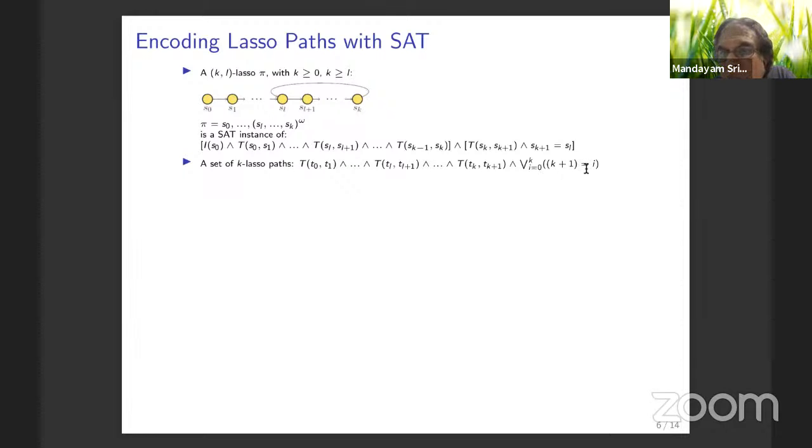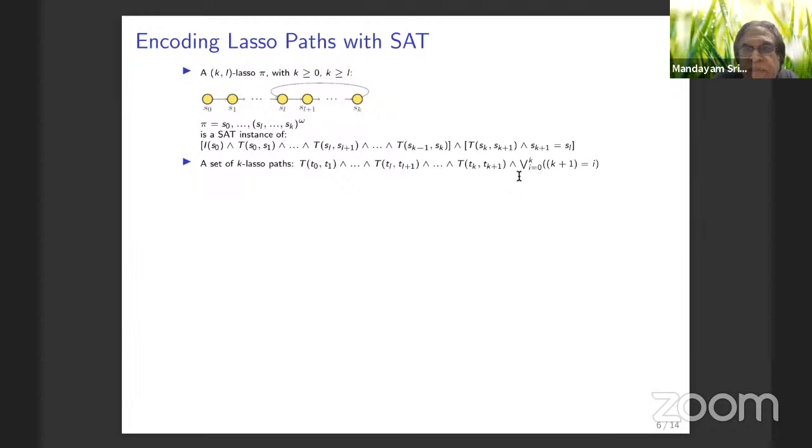It can be any one of the states from 0 to K. So it can lasso all the way to S0 or S1, S2, or even back to SK. So these are the set of all lassoing paths, if any. So they are all satisfying instances of this formula. Is this clear? Any questions here?